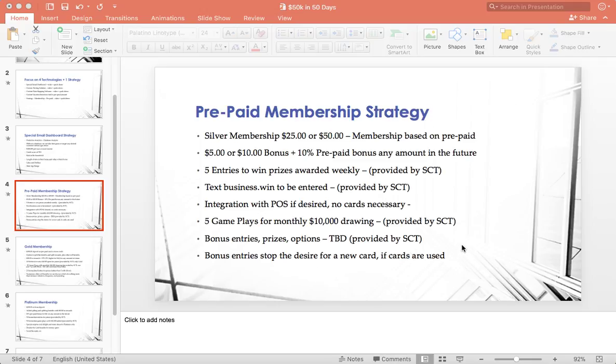But even if they do that, or are wanting a new account all the time, and if you eliminate cards, you never have to worry about this. So this is the strategy. This will stop that from happening, and we can talk about that. So that's the silver, the lowest membership.